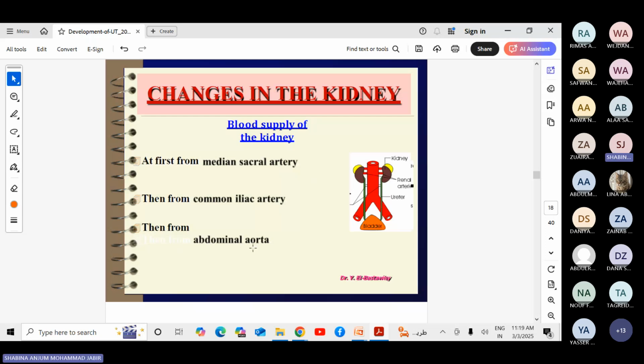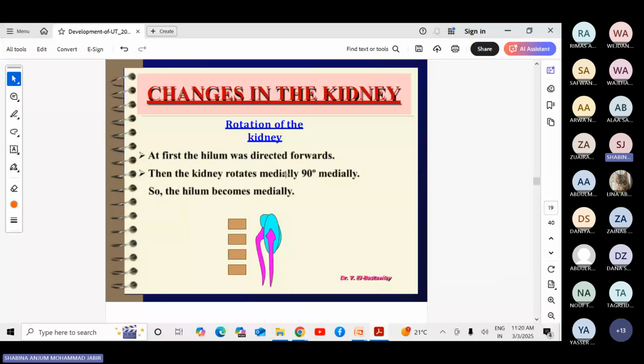Okay, don't get confused about whether it is receiving from the median sacral or common iliac. This is all about the developmental stage. When it starts developing, at that time it will receive from the median sacral, then the common iliac, then finally when it reaches its normal position, it is supplied by the abdominal aorta. Now in the kidney also there will be rotation. First of all the hilum will be directed forward, then as the kidney moves medially 90 degrees, the hilum becomes medial.